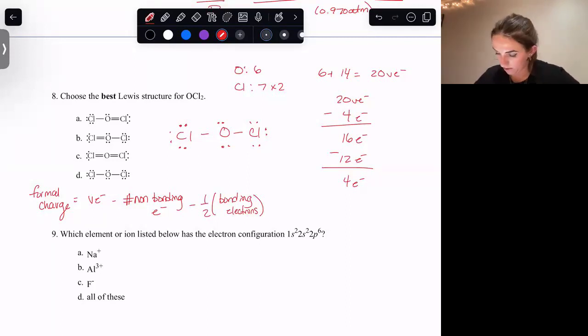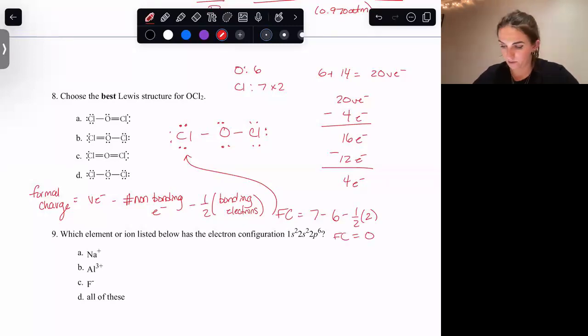So in this case, if we're solving for this chlorine here, formal charge is going to be equal to 7 because it has 7 valence electrons from the periodic table. It has 6 non-bonding electrons, 3 lone pairs that each have 2, minus 1/2 of the bonding electrons, which is that single bond. And then you have 2 electrons there. So the formal charge on chlorine is going to be 0. The chlorine on the left looks exactly the same as the chlorine on the right. So this is also a formal charge of 0.